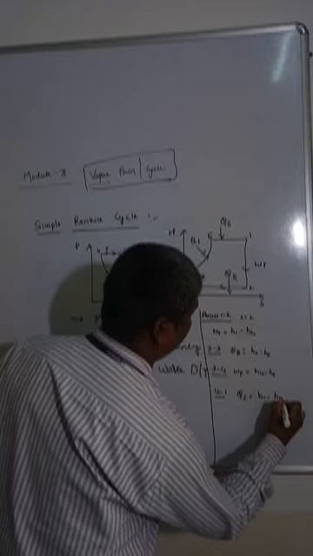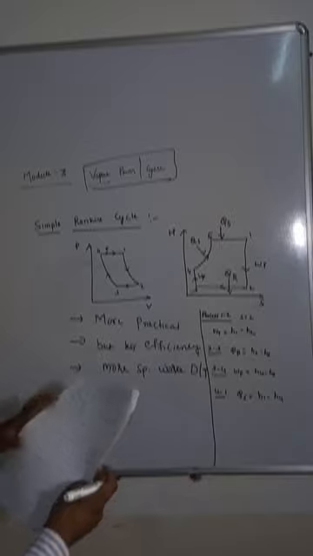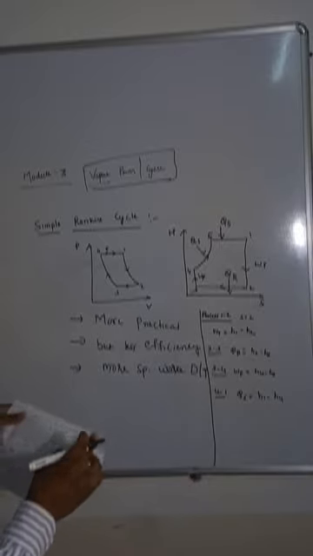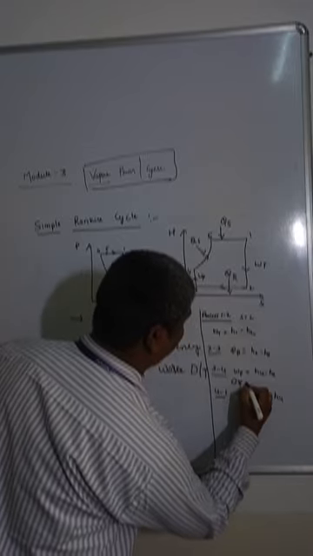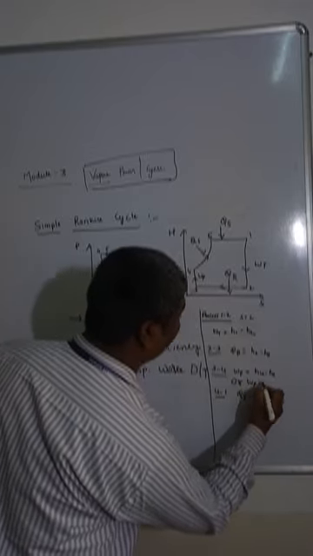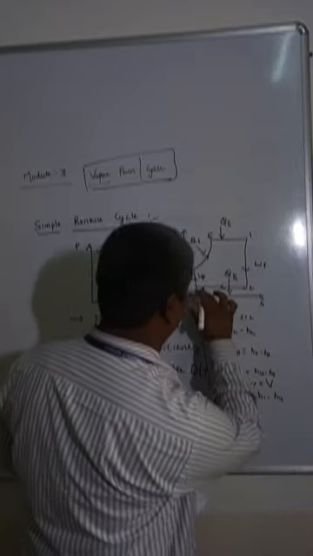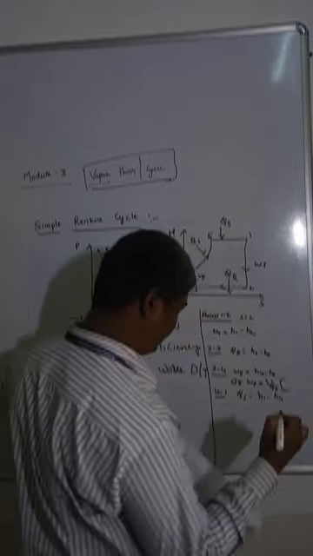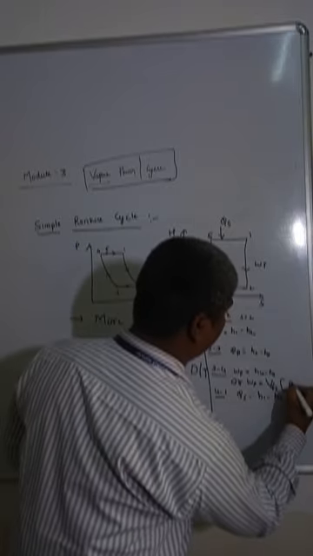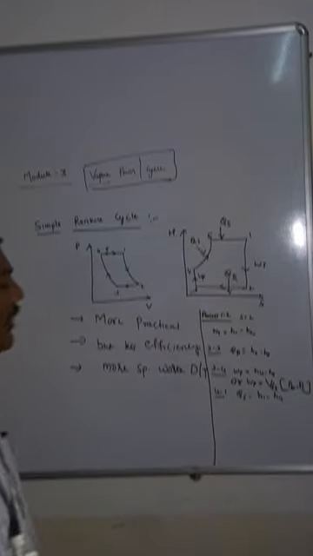H1 minus H4. Right. So in the pump work, this is H4 minus H3, or we have one more formula for calculating pump work. If enthalpies are not known, we know that point at 3, vf3. F is for fluid, means PB minus PC. PB means boiler pressure.